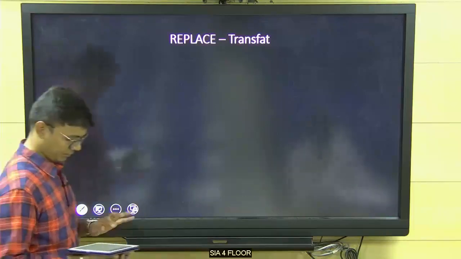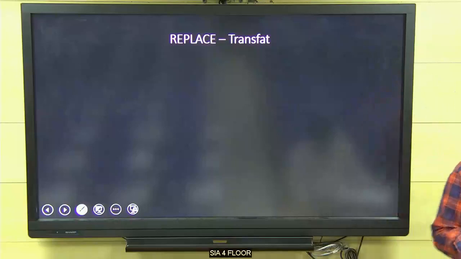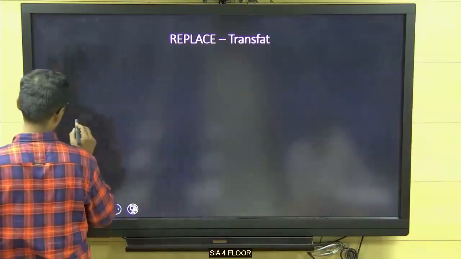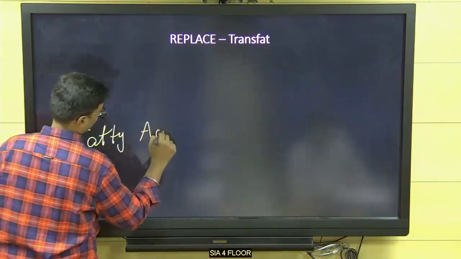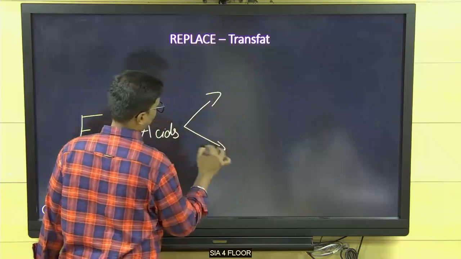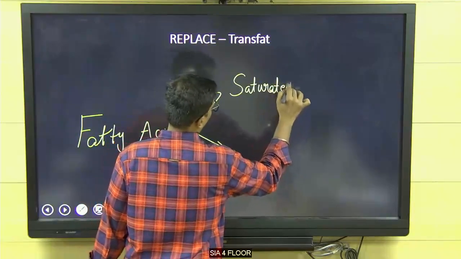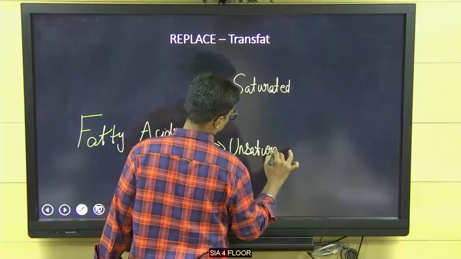Trans fat. Okay. Before we talk about trans fat, I'll give you one basic introduction. Fatty acids. We were discussing fatty acids while discussing the lychee toxin. Good. So fatty acids can be divided into two types, that is, saturated and unsaturated fatty acids.